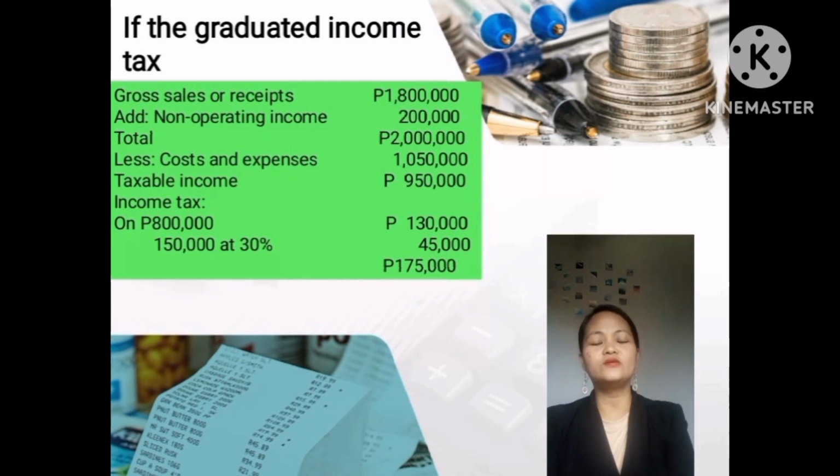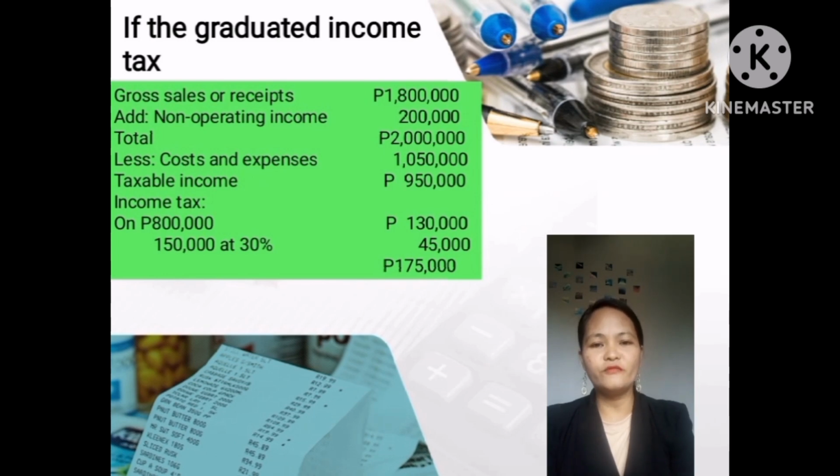So, dito sa ating illustration, yung taxpayer ay merong 1,800,000 pesos na gross sales receipts. Then, ang kanyang non-operating income ay 200,000 pesos. Then, ang magiging total nito ay 2 million pesos. Then, i-deduct natin ang kanyang cost and expenses na 1,050,000 pesos. Ang magiging taxable income ay 950,000 pesos.